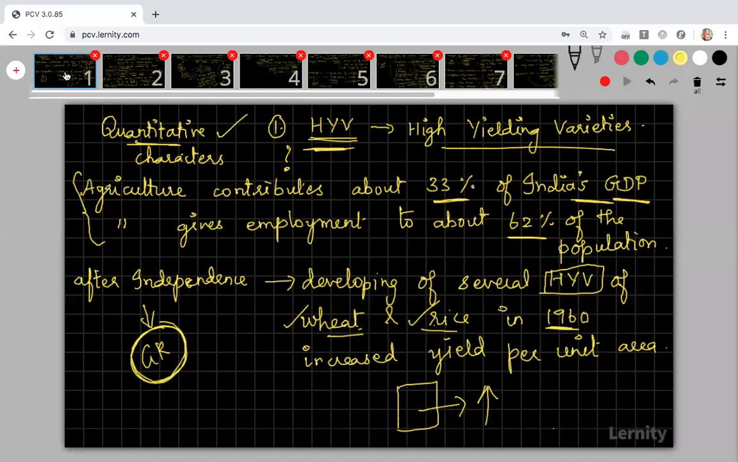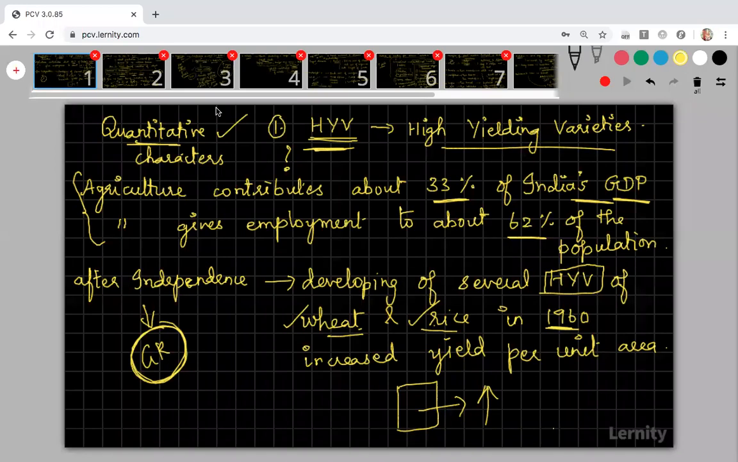The first desirable character we discussed is high yielding variety to increase the productivity of the plant. The second one is plants that are made resistant to disease. The third one is plants that are made resistant to insects and pests. And the fourth one is how you can enhance the nutrient quality of the plants using the biofortification process. So this is your first slide of today's class, the high yielding varieties of plants.